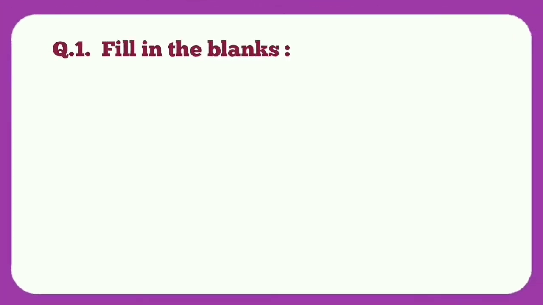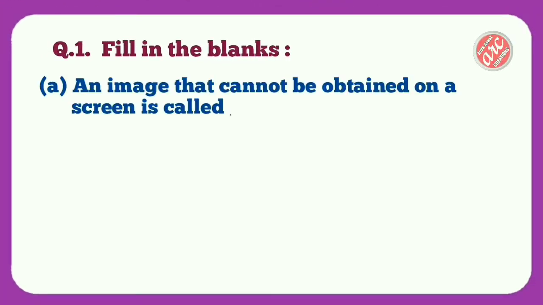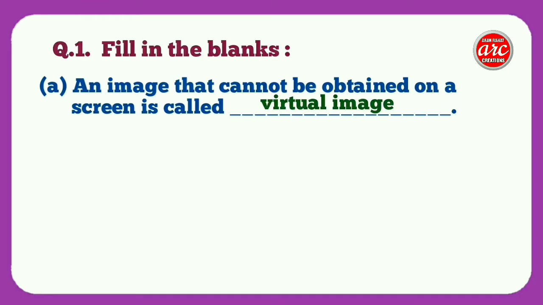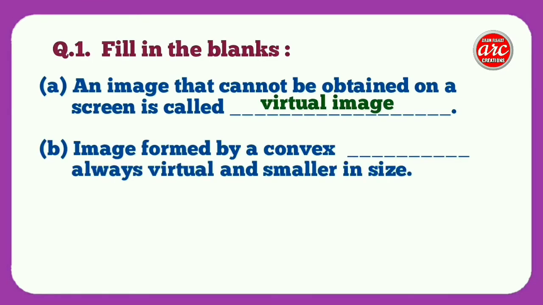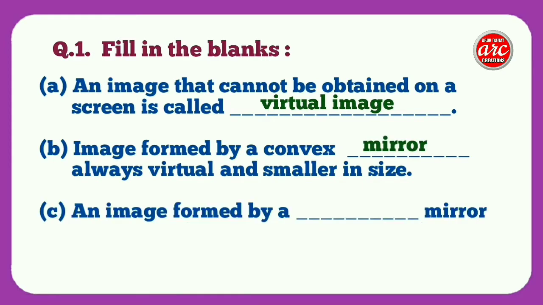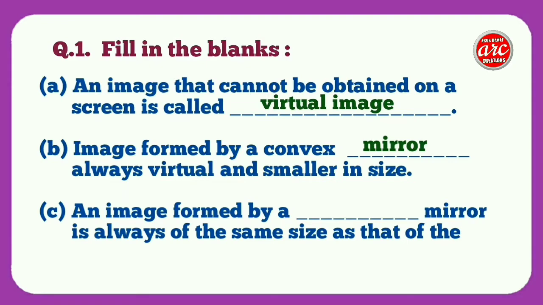Question number 1. Fill in the blanks. A. An image that cannot be obtained on a screen is called virtual image. B. Image formed by a convex dash, always virtual and smaller in size. Mirror. C. An image formed by a dash mirror is always of the same size as that of the object. Answer is plane.